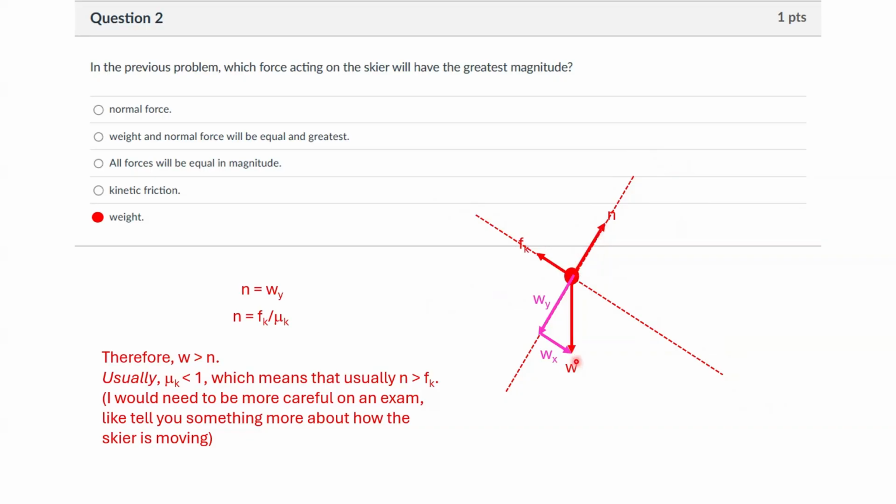And independent of whether or not the skier is accelerating, we do not expect them to be accelerating perpendicular to the surface of the hill. Meaning a_y should be 0 such that F net y should be 0 such that the normal force must be equal to the y component of the weight force. That's the weight force projected onto the y-axis. What does that mean? That means weight is going to be larger than normal force.